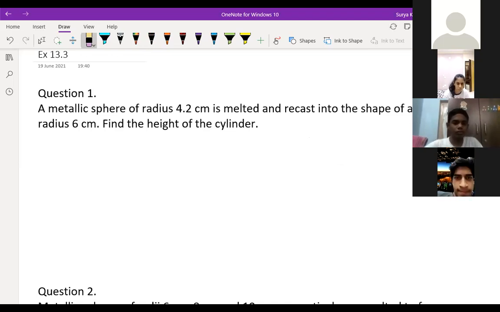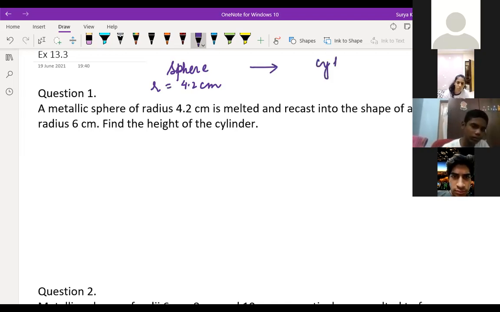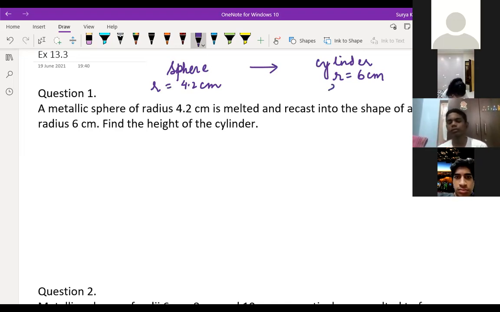See in this question what they have given, try to understand. A metallic sphere of radius 4.2 centimeter is melted. You are going to melt that sphere and recast it into the shape of a cylinder of radius 6 centimeter. So only one sphere is there and one cylinder also. Find the height of the cylinder.